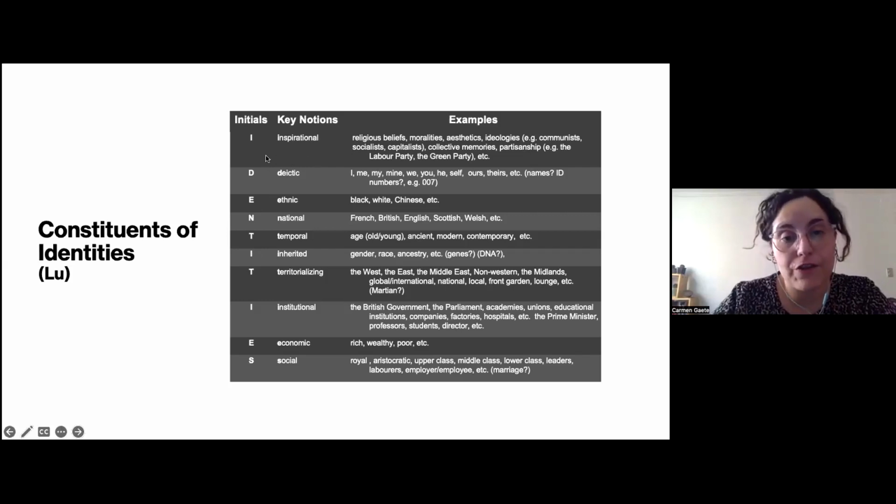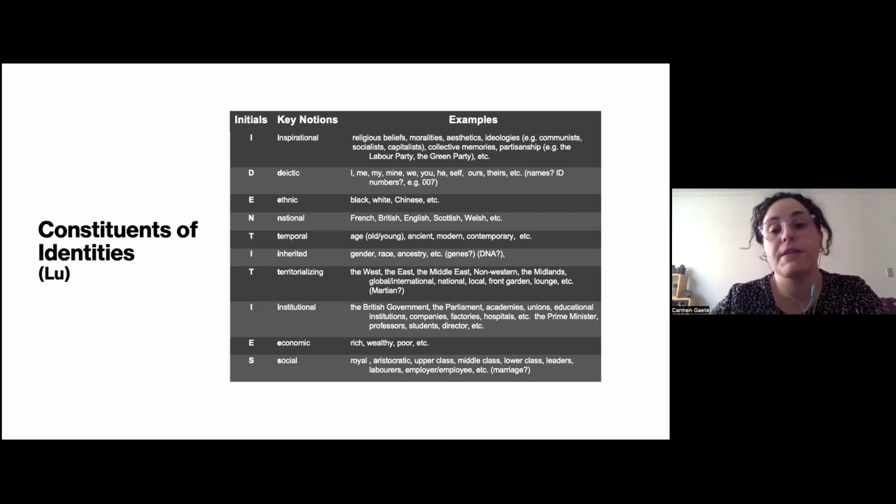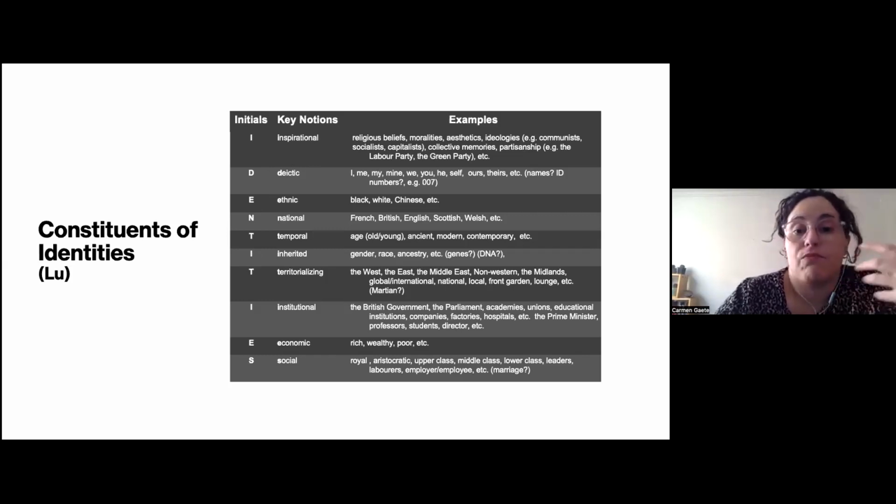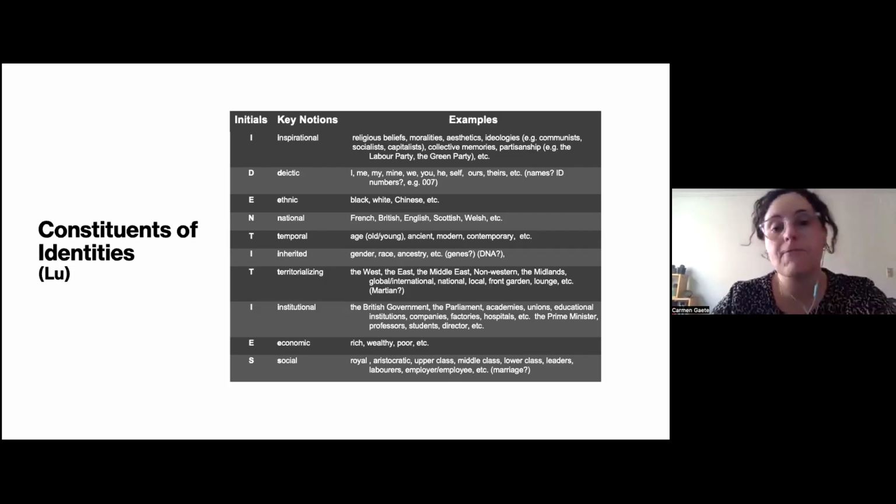So first of all, we have I, inspirational, and within inspirational, right, the things that define this type of constituent of our identity are religious beliefs, moralities, aesthetics, ideologies, etc., etc. So anything that goes from your religious aspect or your religious persona to the political one as well, right?